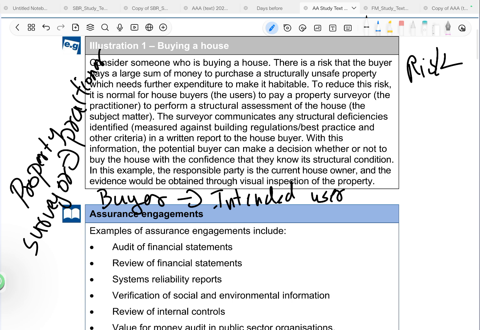After completing the inspection, the surveyor prepares a written report explaining whether there are any structural problems or deficiencies. This report gives the buyer confidence about the condition of the house and helps them decide whether they should buy the property or not. In this situation, the responsible party is actually the current house owner, because they are responsible for the property, and the evidence is gathered through visual inspection of the property. So, even though this example is not related to accounting, it clearly shows how assurance works in real life. A profession examines something, collects evidence, and then provides a report so that someone else can make a better decision with more confidence.